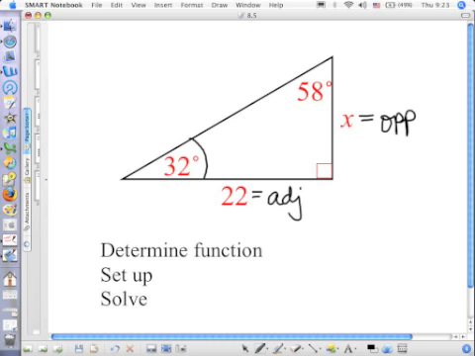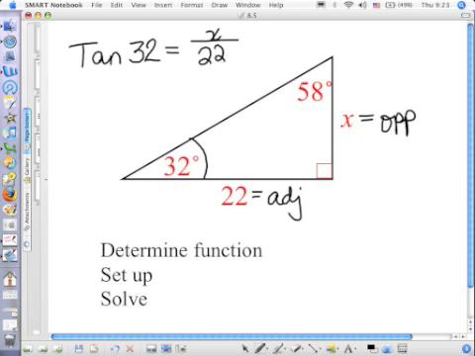Okay, well, now that I've identified those things, I've got to choose what function to use to solve this problem. Which function, sine, cosine, or tangent, deals with opposite and adjacent? Tangent. TOA. T-O-A. So how do we set it up? The tangent of my angle measure, which is 32, is equal to the opposite, which we said is x, over the adjacent, which we've identified as 22.